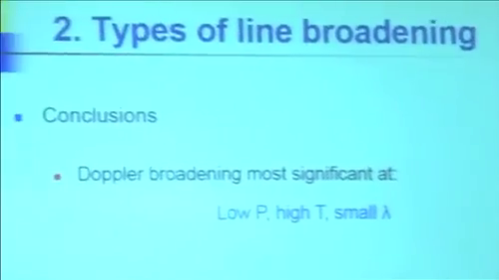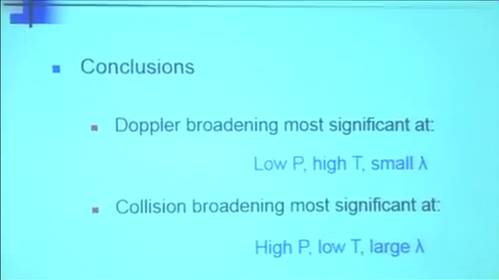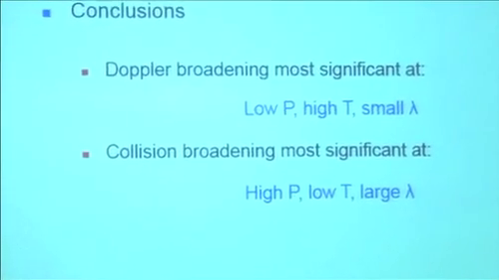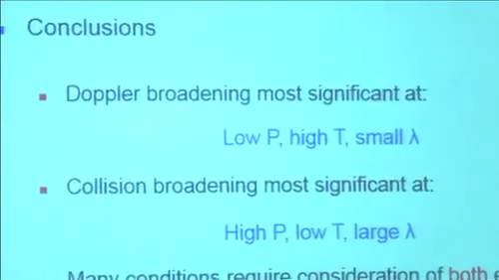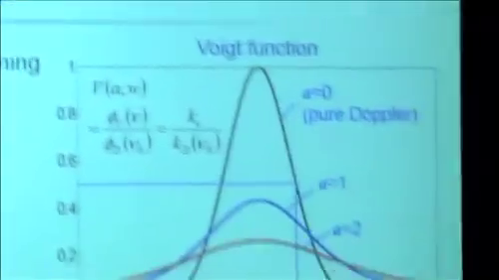Doppler broadening is most significant at low P, high T. Collision broadening is most significant at high P, low T, and large lambda. Mostly you have to do both. Okay, what's the Voigt profile?